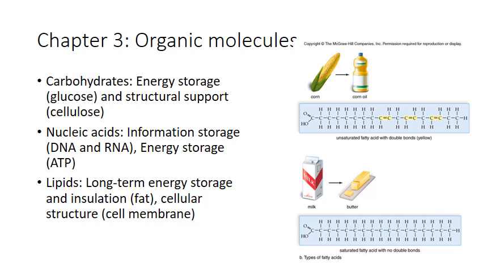There's 4 classes of biomolecules. The first 3 that we'll talk about briefly, and some of their uses. We have carbohydrates, nucleic acids, and lipids. Carbohydrates, we talked about most for energy storage in the form of glucose, but they can also provide structural support in the form of cellulose, which makes up a lot of the structural components of plants.